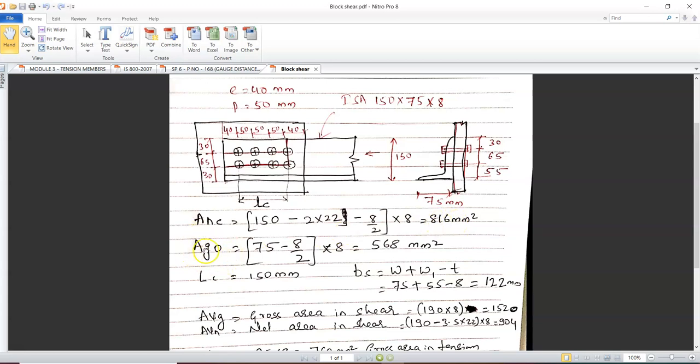Next one is Ag0. That is, Ag0 stands for gross area of outstanding leg. So here the outstanding leg is 75 mm. So 75 mm minus half the common thickness, which you have to deduct here. 75 mm minus half the common thickness, into 8, will give you 568.